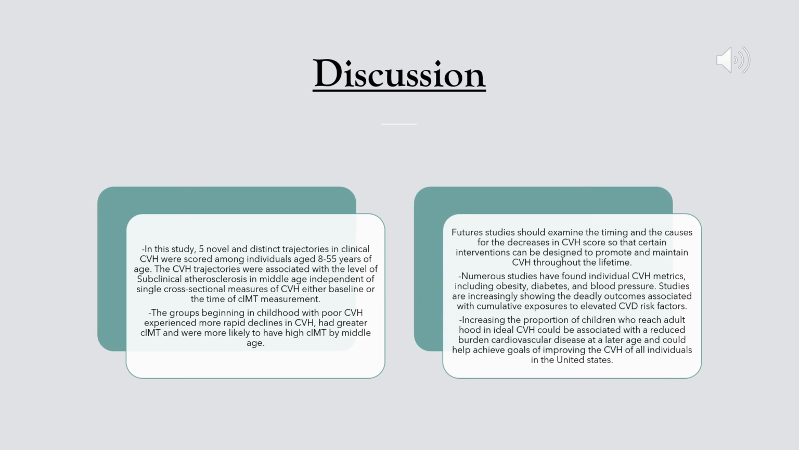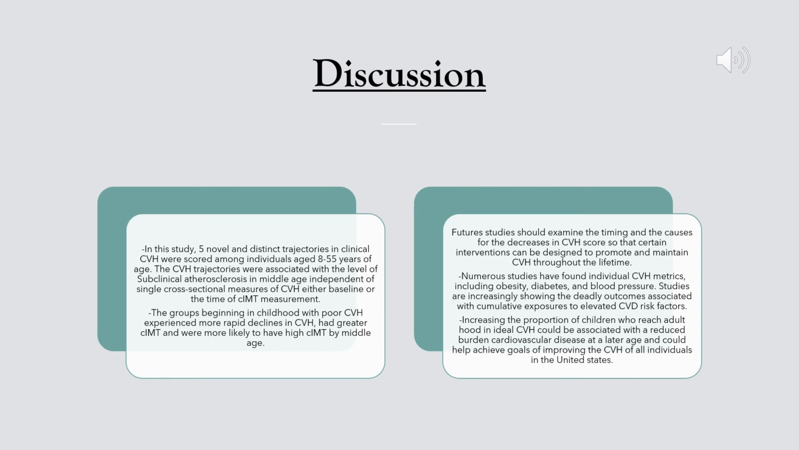The discussion for Article 2 focused on 5 novel and distinct trajectories in clinical cardiovascular health, which were scored among individuals aged 8 through 55 years of age. The cardiovascular health trajectories are associated with the level of subclinical atherosclerosis in middle age, independent of single cross-sectional measures of cardiovascular health, either at baseline or the time of CIMT measurements. The groups beginning in childhood with poor cardiovascular health experienced more rapid declines in cardiovascular health, and they also had greater CIMTs and were more likely to have high CIMTs by middle age.